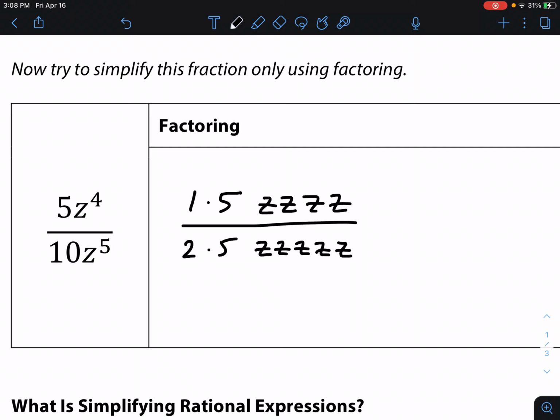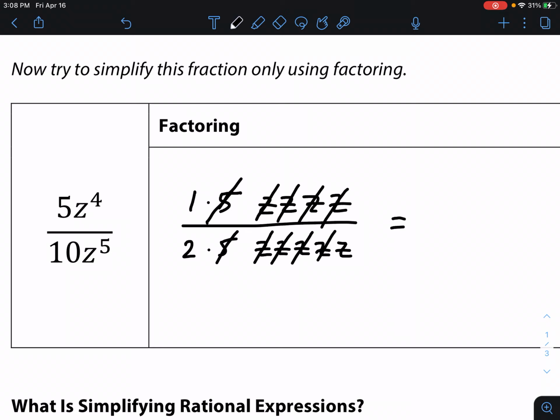Okay, and then what I'm going to do is I just need to cancel all the common factors. So the common factors are the 5s, and then we have 1 z. Wait a minute, I didn't cross that top one off very well. We have 2 z's that are the same, we have a third one, and we have a fourth one. Okay, so now I didn't cancel that 5 very well either. I better do that. So now what we're left with is that 1 up top, and that's why I wrote 1 times 5.